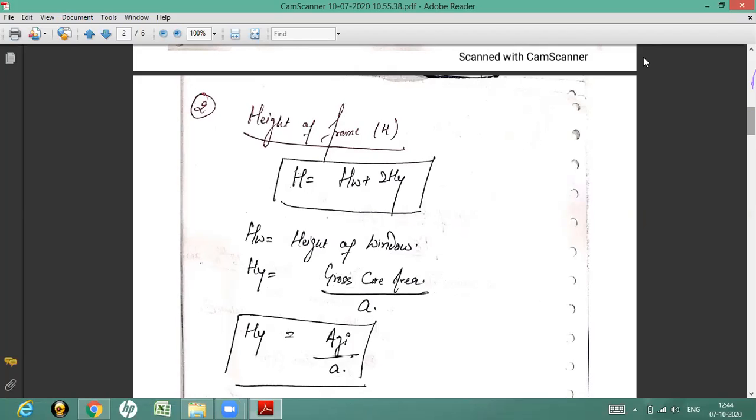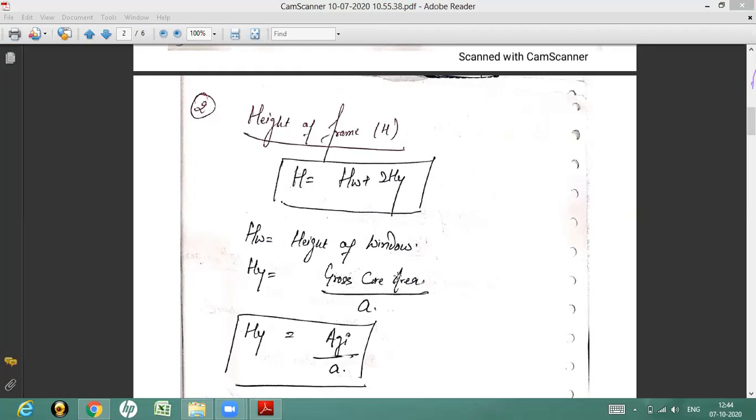Now again you can see from this equation that the gross core area, that is AGI, you can calculate from the main dimension. So when you reach this step, where you have to calculate the frame design, you are already calculating the gross core area. That gross core area is equal to AGI from the magnetic frame design.